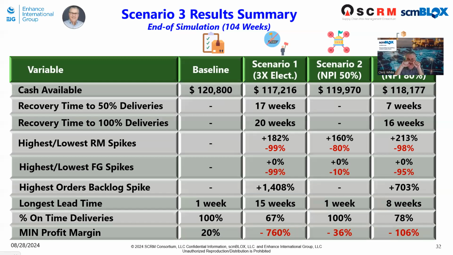We saw it get almost down to the bottom, but then start to climb. Same with finished goods. We didn't overshoot, but we went down to negative 95%, so not nearly as bad as scenario 1, but we're still down there. Our highest orders backlog spiked at 703%. Longest lead time was 8 weeks. So you can see everything kind of falling in between scenario 1 and scenario 2. And then our on-time delivery, 78%, minimum profit margin of negative 106.